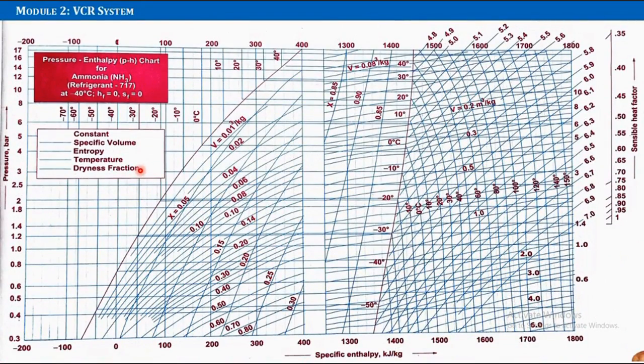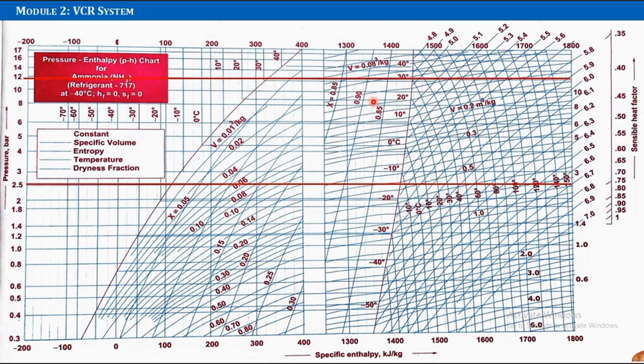First of all, we have to go for the pH chart, that is the ammonia pH chart. So this is what I have, the pH chart for ammonia. We have given suction pressure and discharge pressure. So first of all, I have to locate or draw two horizontal lines indicating suction pressure and discharge pressure. Suction pressure is 2.5, so this is the line of 2.5 bar pressure, and this is the line of 12 bar pressure, that is discharge pressure. So I'll draw two horizontal lines like this and like this.